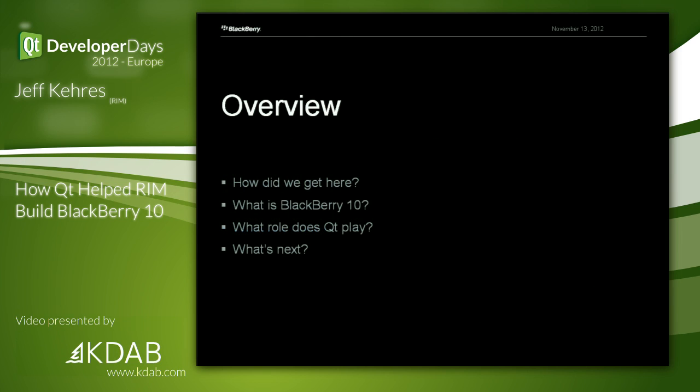So today I'm going to talk about three key areas. First, I'm going to talk about some key events that influenced the development of BlackBerry 10. Then we're going to do a walkthrough of the BlackBerry 10 platform and talk about some of its APIs, specifically focusing on where Qt fits into that architecture. And finally, we're going to wrap up with a talk about the future. So some of the things that we're doing and ways in which we can collaborate better with the Qt community.